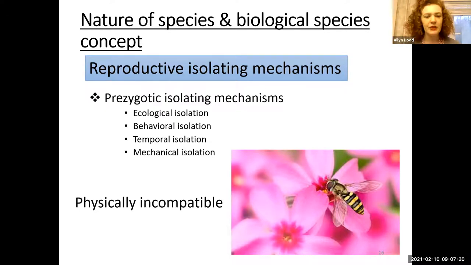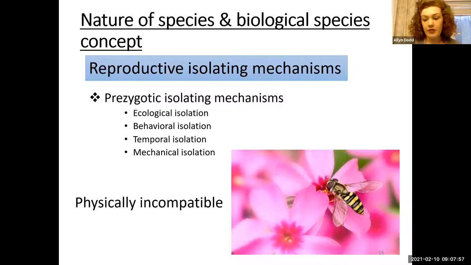Anyway, so mechanical isolation. This is where you have physical incompatibility. This can occur in plants or animals. It's not just like the animal copulatory organs don't fit, though that is a big one. Size can be an issue, shape among the insects. I talk a lot about insects because I know a lot about insects. So sorry if you're not a bug person, but among the insects, there is a huge diversity, especially among the male reproductive organs, the copulatory organs specifically.